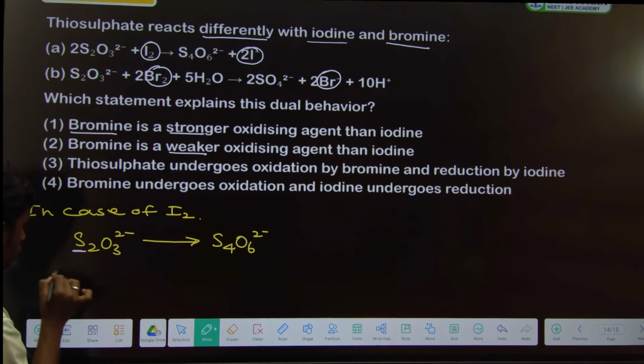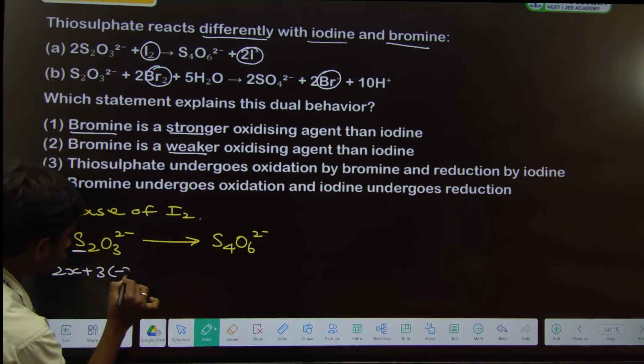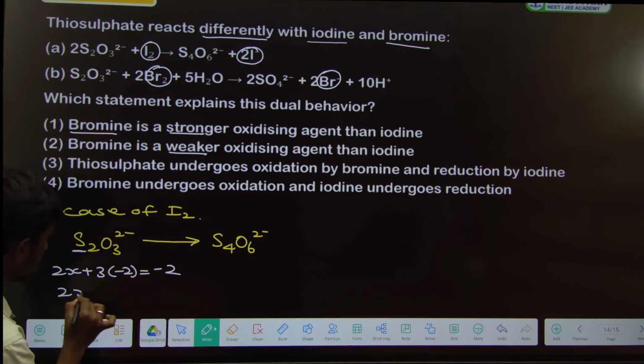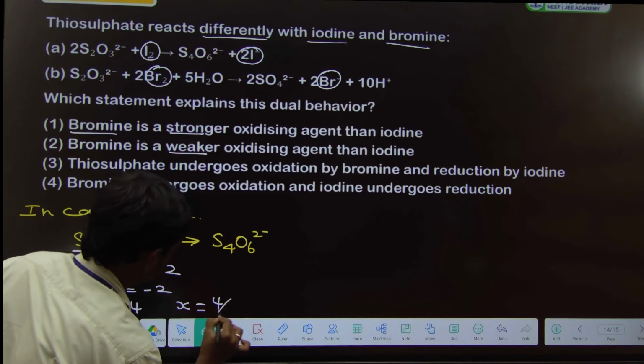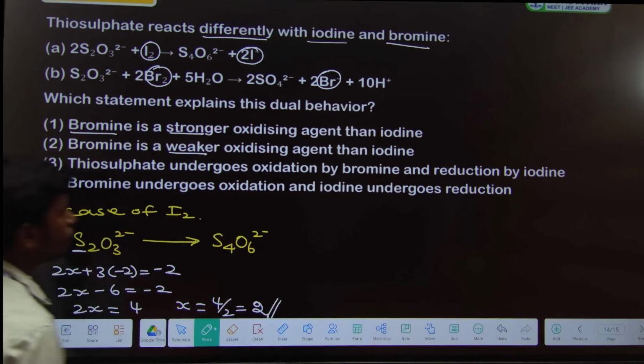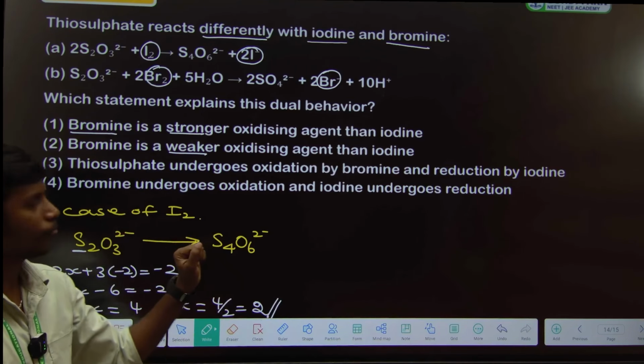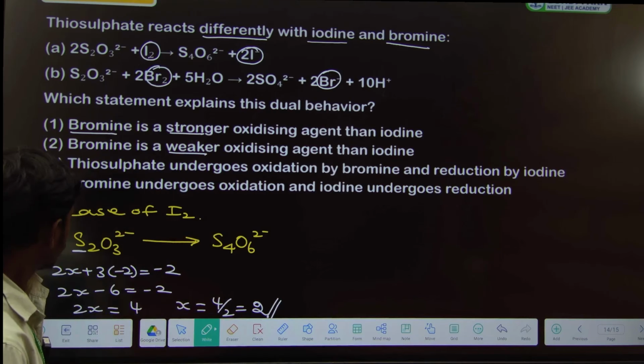So the sulfur oxidation state 2x plus 3 into minus 2 is equal to minus 2. Then 2x minus 6 is equal to minus 2. 2x is equal to 4. Then x will be equal to 4 by 2, which is nothing but 2. Okay, so 2 is the oxidation state of sulfur here.